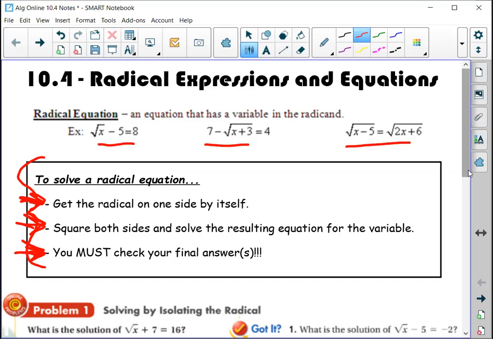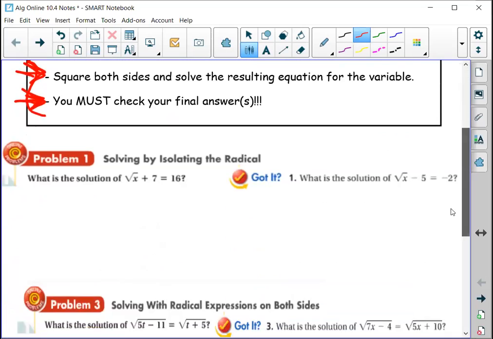So we're going to start off with a fairly quick type of problem. So this first one right here. Again, first step is to get the square root by itself. So we want to get the square root of x by itself. That's being added to the 7, so we want to subtract 7 from both sides. And we can see that the 7 was not under the radical, which means we need to get rid of it. So then we're left with the square root of x equals 9.